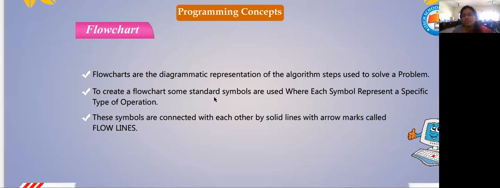So to create a flowchart, some standard symbols are used where each symbol, so what kind of a diagram we are supposed to use? So that has already been decided. That has already been fixed by the systems, saying which box belongs to which instruction, right? Start and stop should be written in which type of box or which type of shaped box, right? And looking at the box only, we can make out which instruction this particular box belongs to.